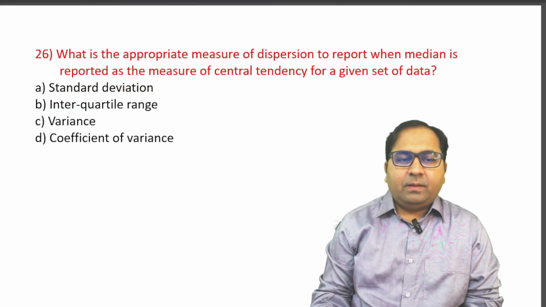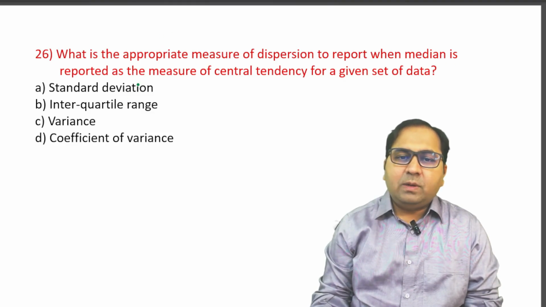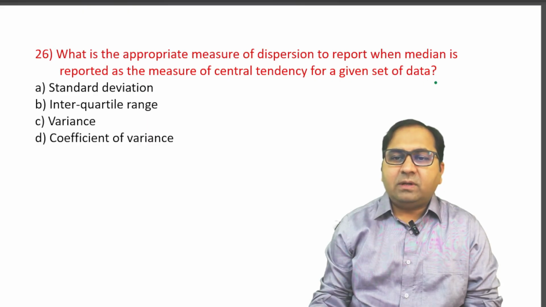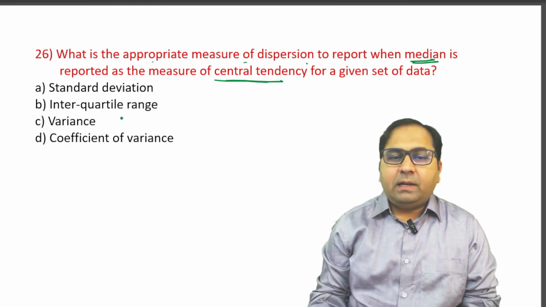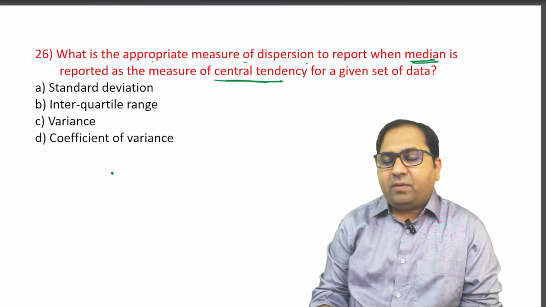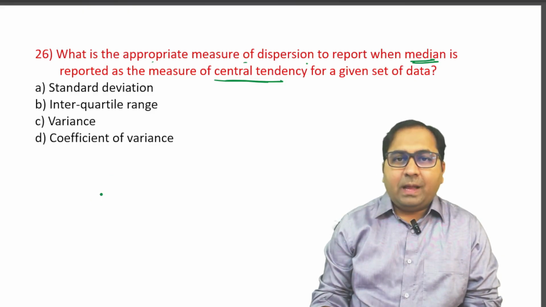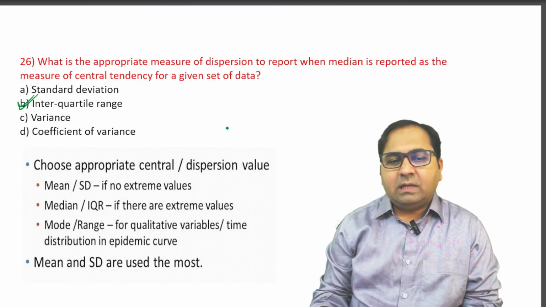Then, next question. What is the appropriate measure of dispersion to report when median is reported as a measure of central tendency for a given set of data? So what are the options? The options are A, standard deviation, B, interquartile range, C, variance, or D, coefficient of variance. So what is corresponding? The answer is B, interquartile range. See over here, we have taken interquartile range as the answer.